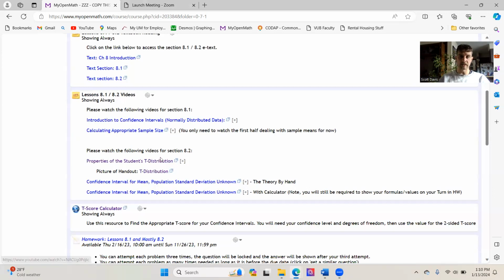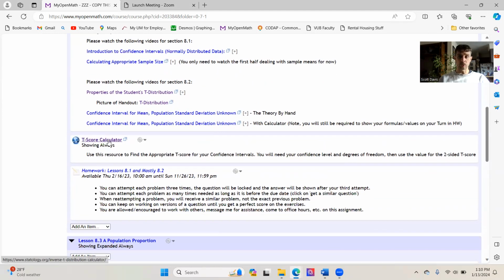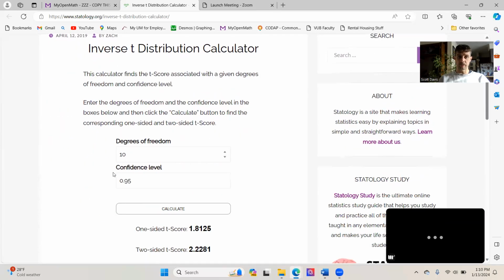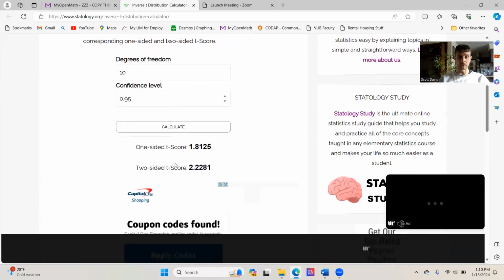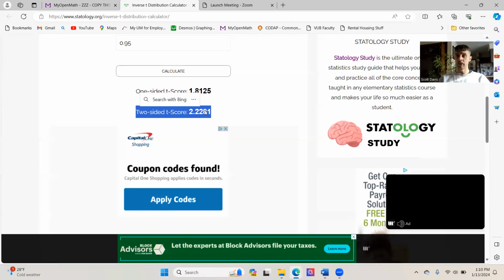So read about the t distribution. Most confidence intervals will be using a t-score, not a z-score. So pay attention. This t-score calculator is so you can figure out what t-score you need for a given confidence level. The degrees of freedom is one less than your sample size. Enter your appropriate confidence level, so 95%. You'll hit calculate, and then we'll always take that two-sided t-score. That's how you can find the t-score.